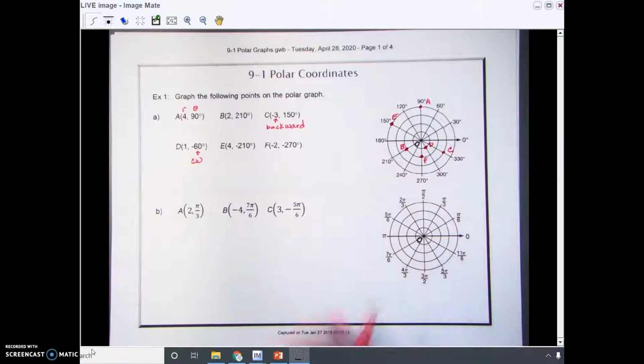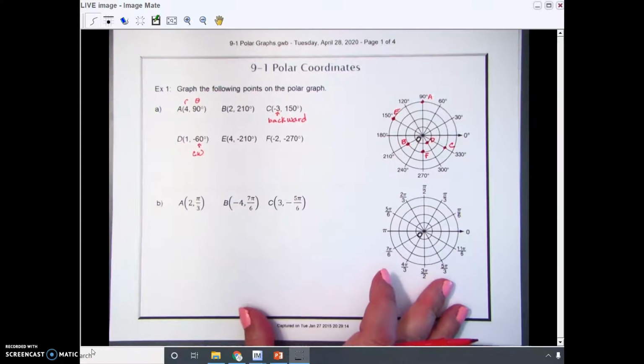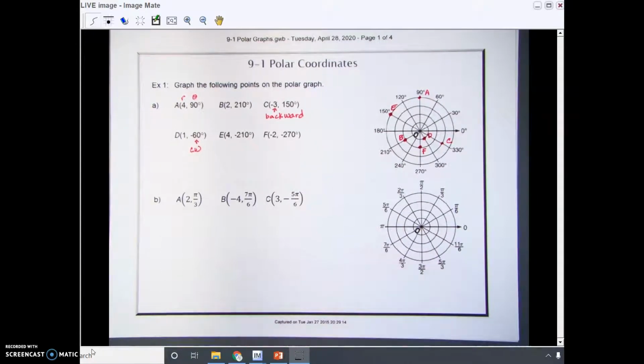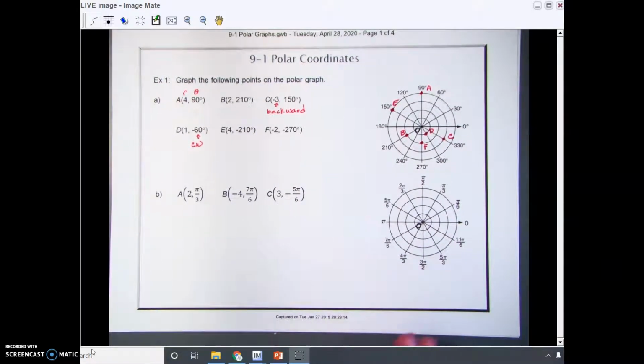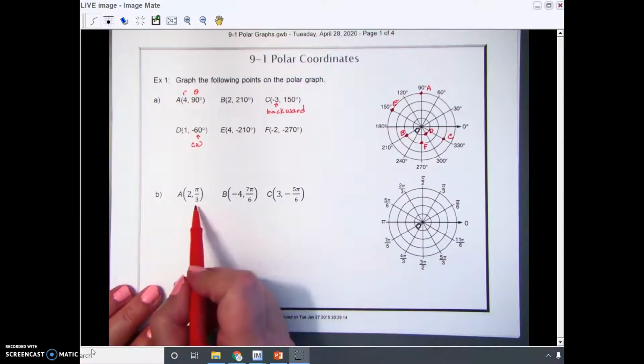All right, so take a moment to pause the video and see if you can answer B. So hopefully you took a minute to try this on your own. So this one is just doing radians instead of degrees, but it's the same idea.